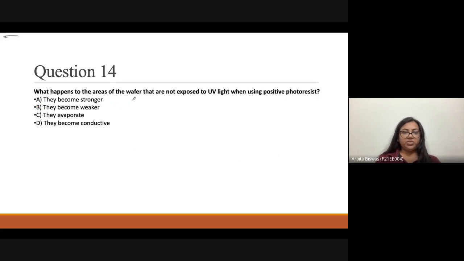Good. So we are moving toward question number 14. What happens to the areas of the wafer that are not exposed to the UV light when using the positive photoresist? The first option is they become stronger. The second option is they become weaker. The third option is they evaporate. And the fourth option is they become conductive. So go through the question carefully. What happens to the area of the wafer that is not exposed to the UV light when using the positive photoresist?